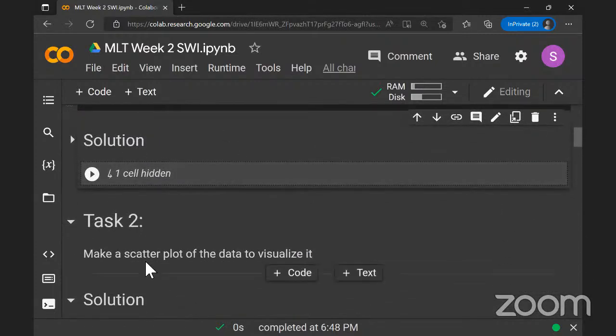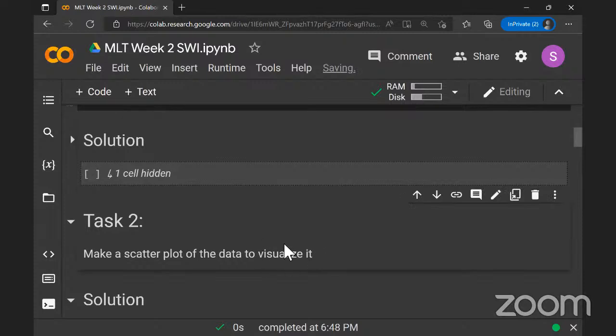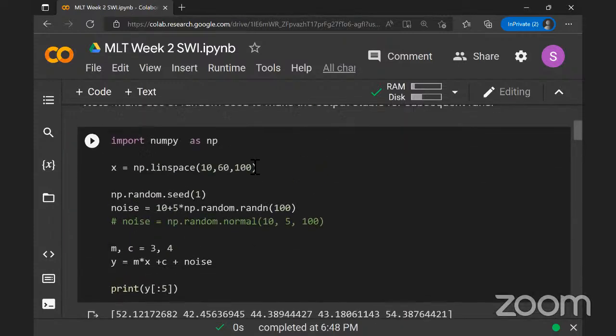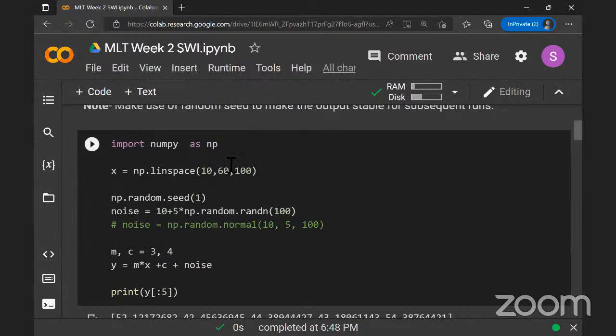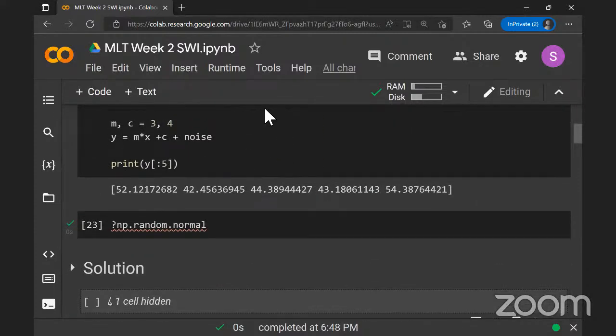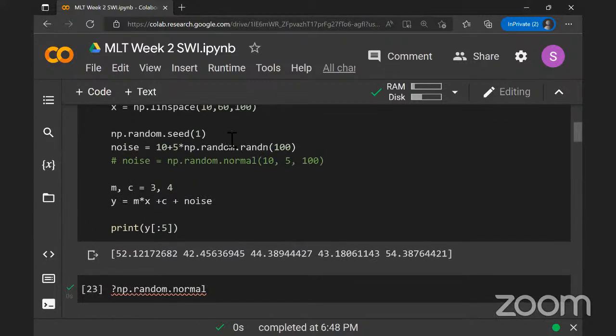Question number 2. Make a scatter plot of the data to visualize it. So whatever data that you created. I hope that you have written this inside your Colab or inside your editor, any IDE, and you are working with me, because the next set of questions are dependent on this one.